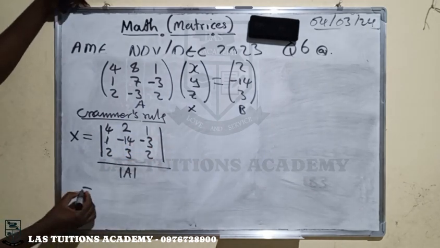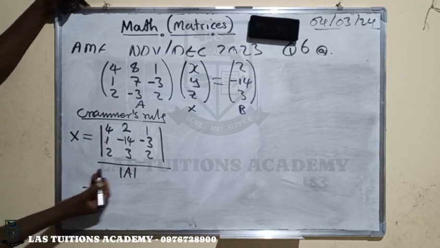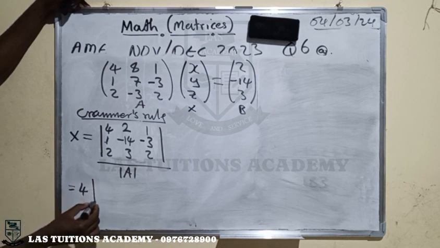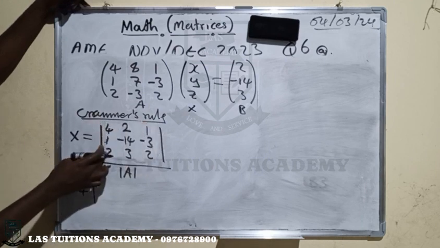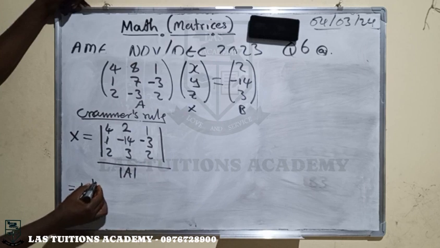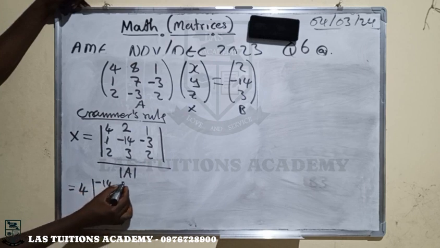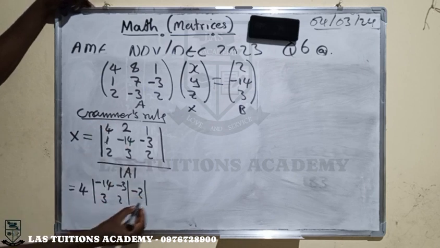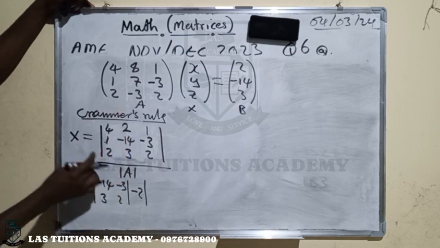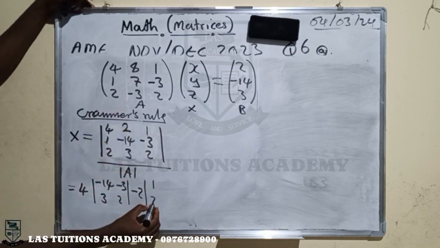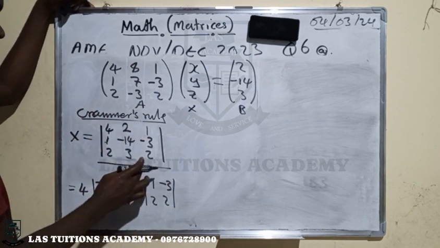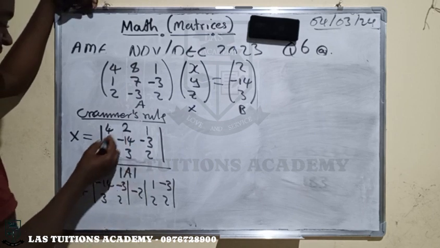So this one is going to be 4. We lock this, we lock that. The position sign here is plus. We're going to remain with these 4 numbers: negative 14, 3, negative 3, 2. Then the position sign here is minus. We lock this, we lock that, and remain with these as free numbers. Then here we have negative 3, 2. Finally, we lock this, we lock that, and remain with these as free numbers.